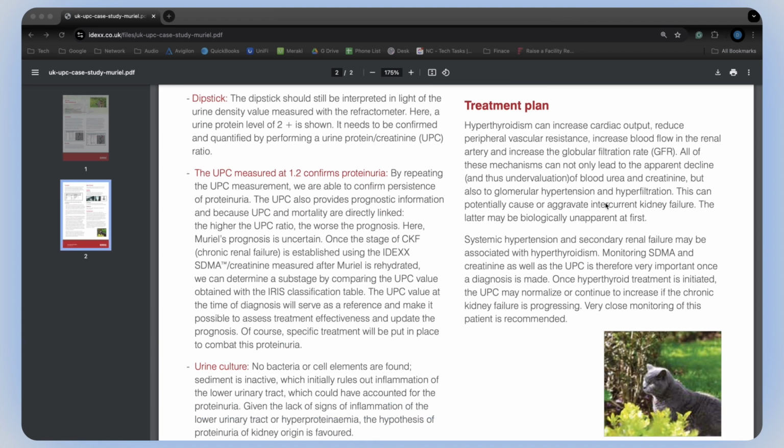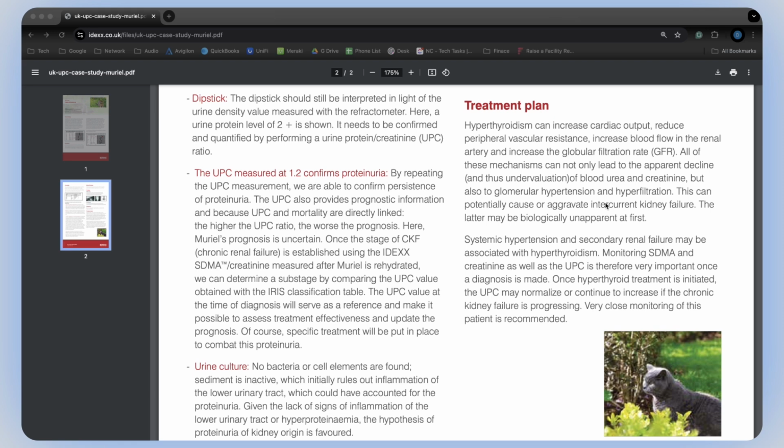Well, hyperthyroidism can increase cardiac output. Therefore, it's going to reduce peripheral vascular resistance. So, increase blood flow in the renal artery and increase the glomerular filtration rate. All of these mechanisms can not only lead to an apparent decline of blood urea and creatinine, but also to glomerular hypertension and hyperfiltration. So this can potentially cause or aggravate chronic kidney failure. So ultimately, all of what's going on with her is not helping. We've got to get a handle on this.